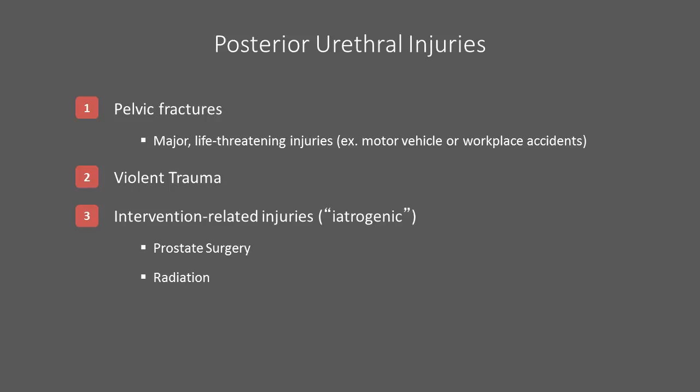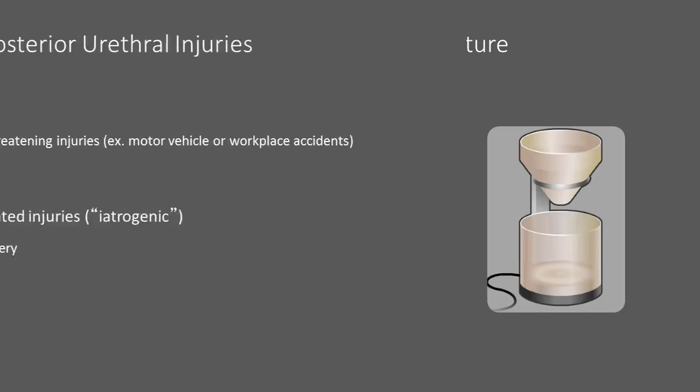The final cause of injury to this part of the urethra is interventional procedures. This is known as iatrogenic injury. For example, during healing after prostate surgery, radiation, or other prostate treatments, scar tissue at the bladder neck may obstruct the flow of urine from the bladder to the urethra.